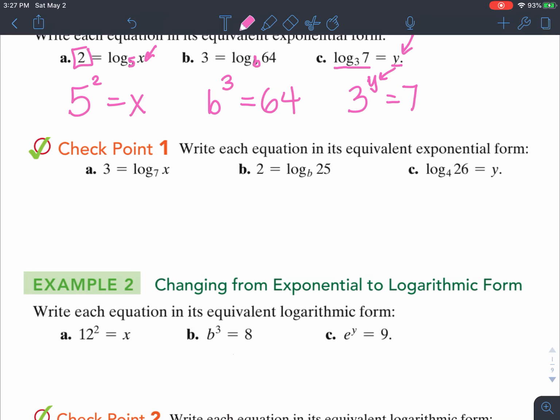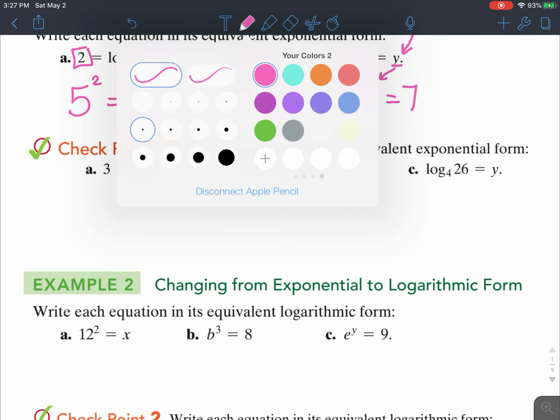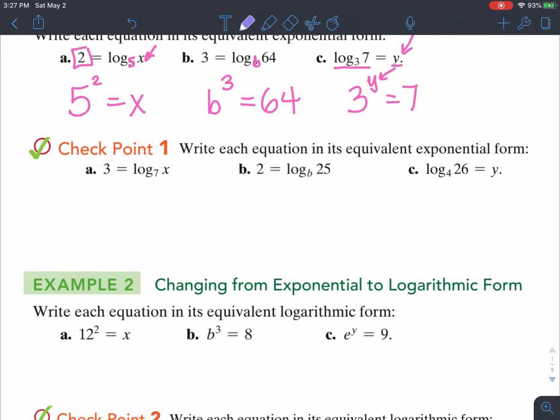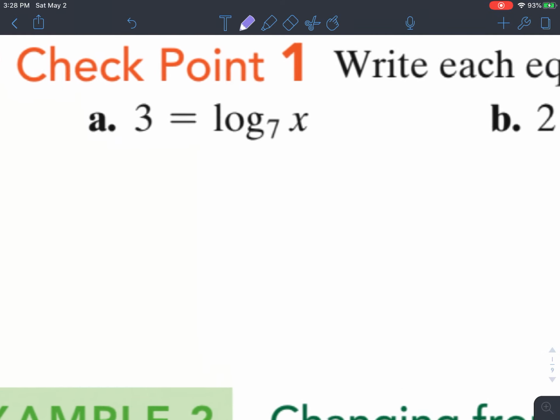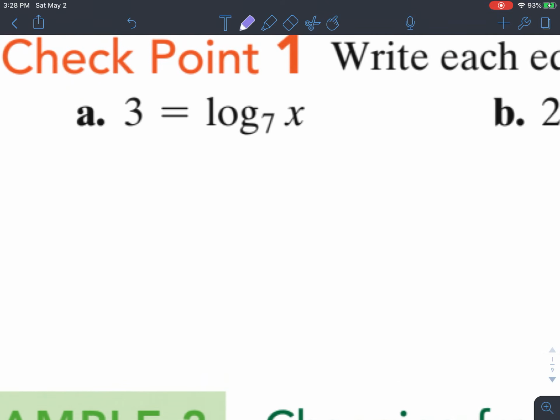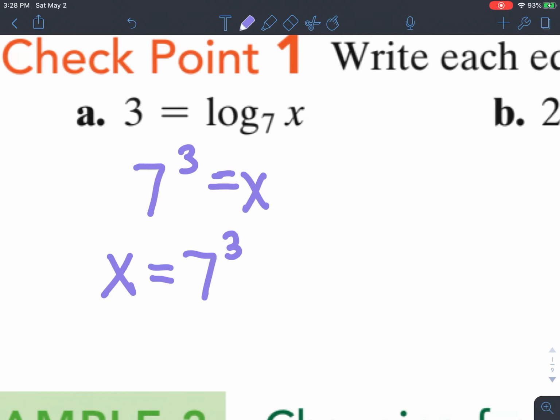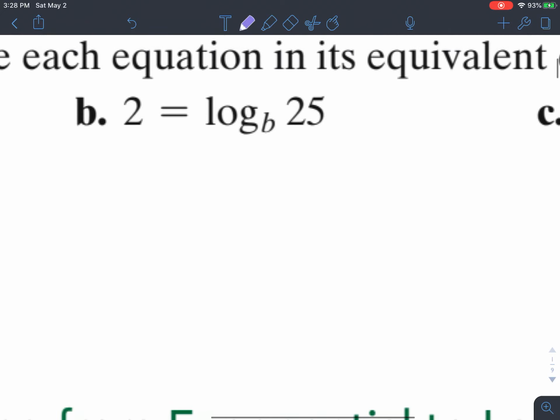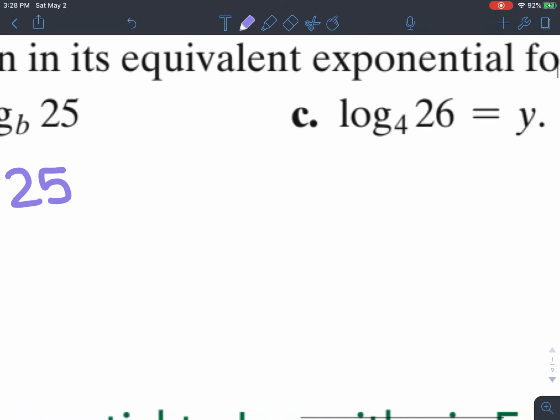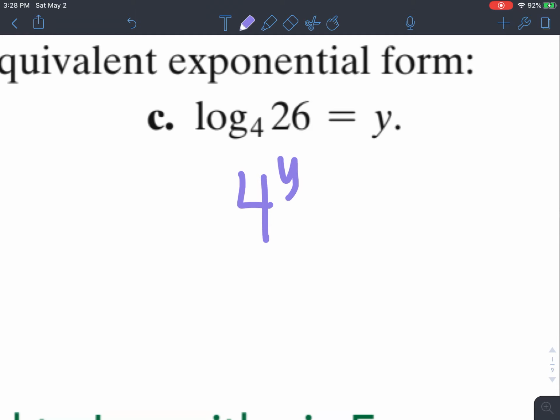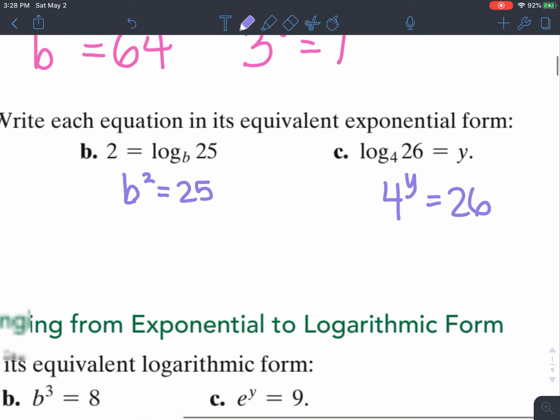Okay, now you're going to try these on your own. So pause the video and see if you can do these three, and then come back when you're done. Okay, hopefully you were able to get these, but let's write the answers down. First we have 7 to the 3 equals x. Of course, you can also have x equals 7 to the third. Doesn't matter which order you write that in. B squared equals 25. And finally, 4 to the y equals 26.